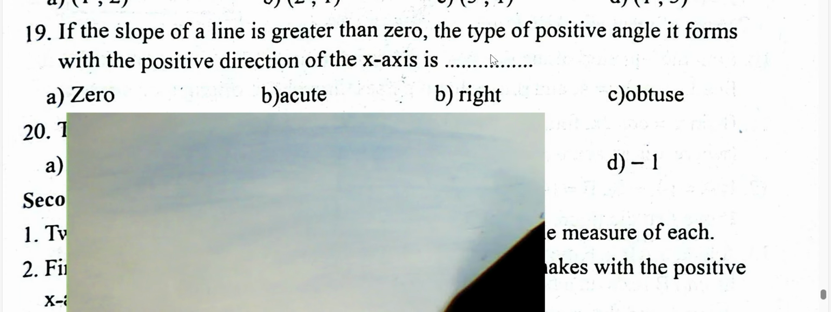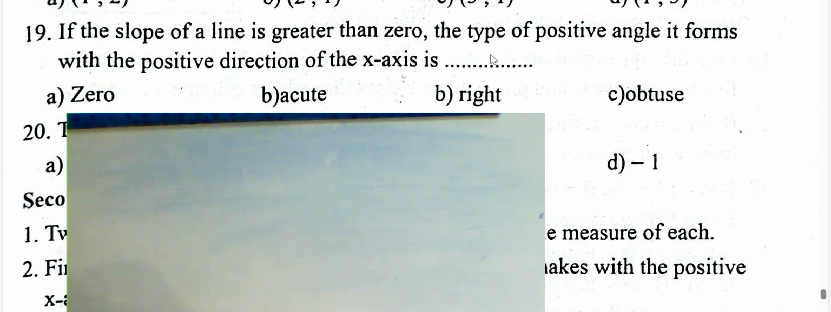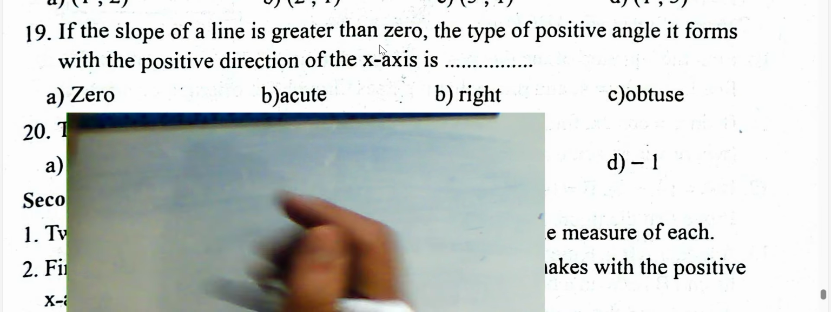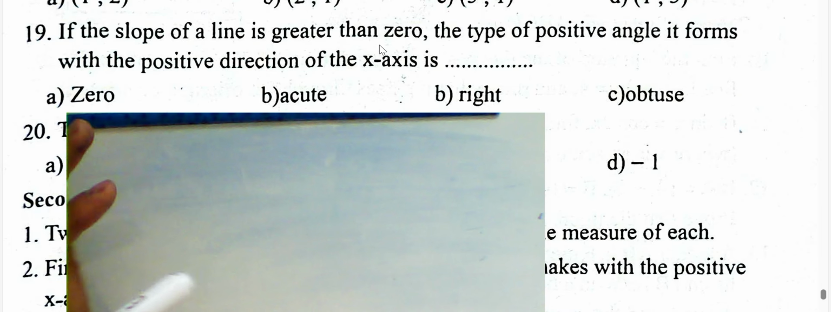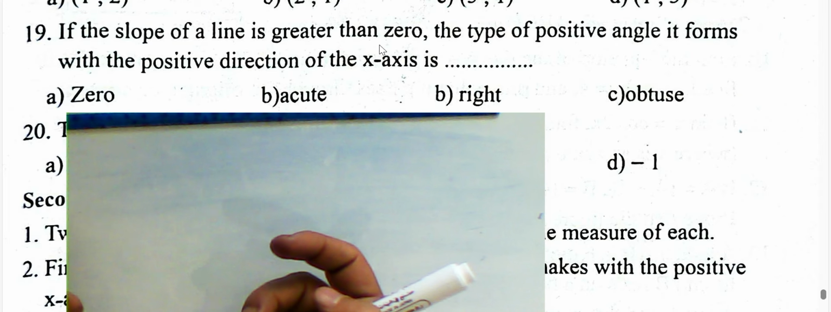Number 2, number 19. The slope of the line is greater than 0. The type of positive angle formed with the positive direction of the x-axis is? In this example, the slope is greater than 0, which means positive. Again, the slope is positive, so the angle will be acute.